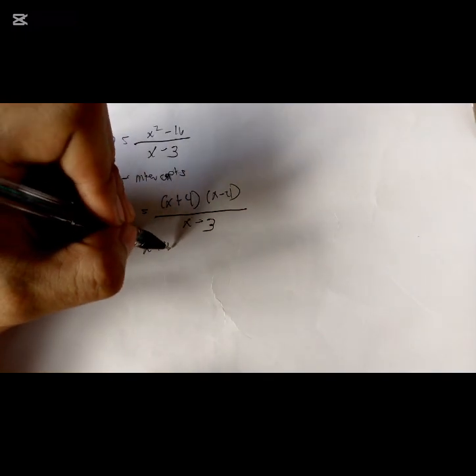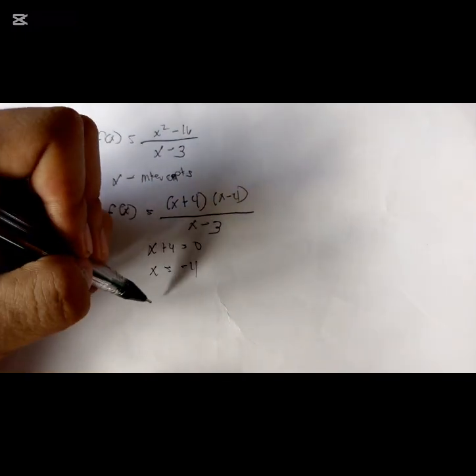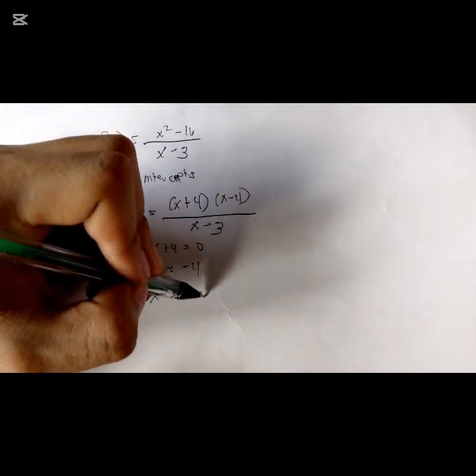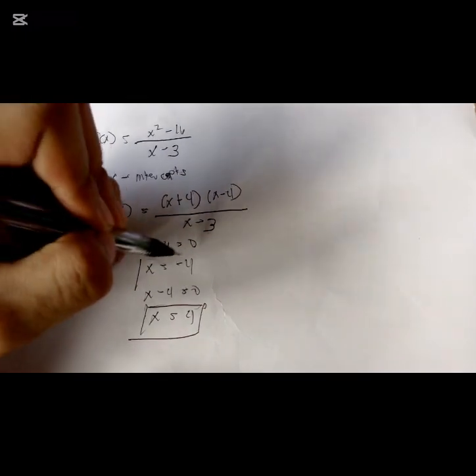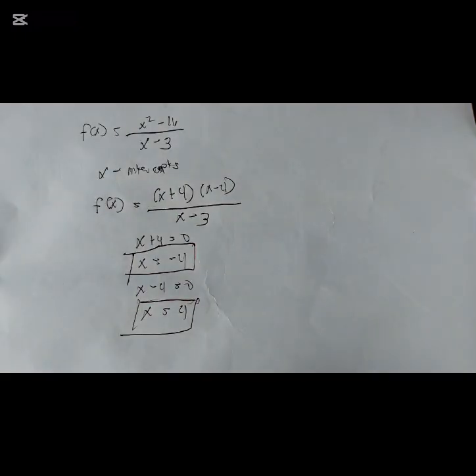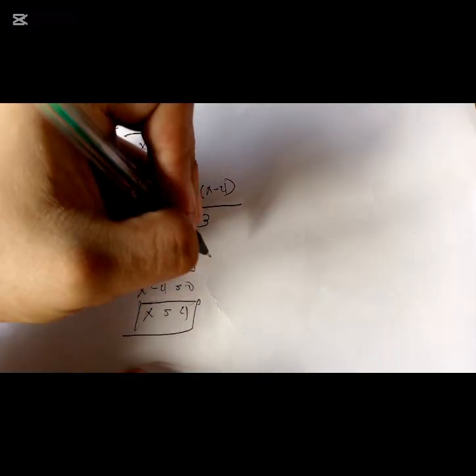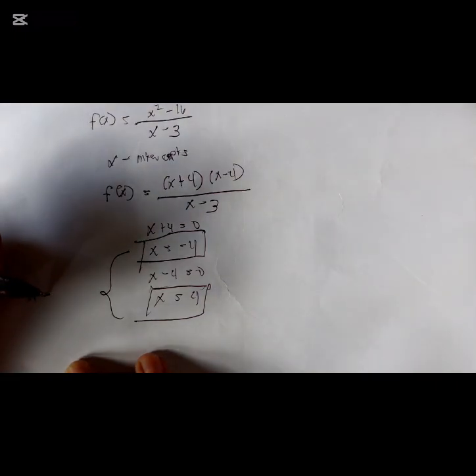So we need to find the zeros of the numerator. x plus 4 equals 0, and then x equals negative 4. x minus 4 equals 0, so x equals 4. So these are the x-intercepts of the function.